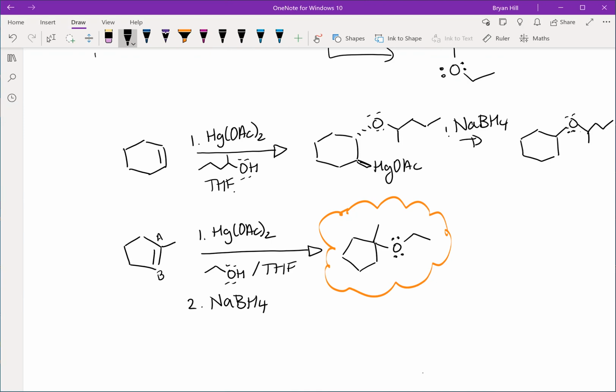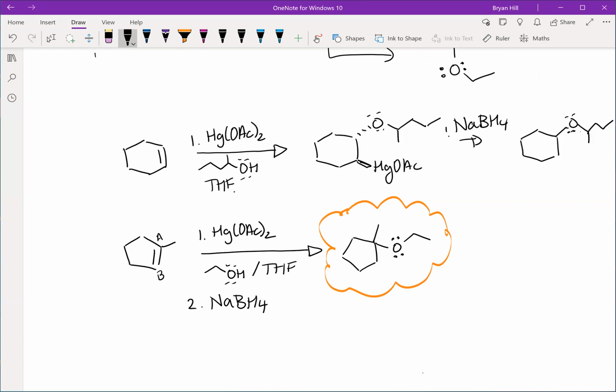So oxymercuration with an alcohol as the solvent will make ethers, or we can use Williamson synthesis, which is basically an alcohol, deprotonate it with sodium hydride, and then react it with a simple alkyl halide, and you'll make your ether that way. So those are the two main ways to make these.